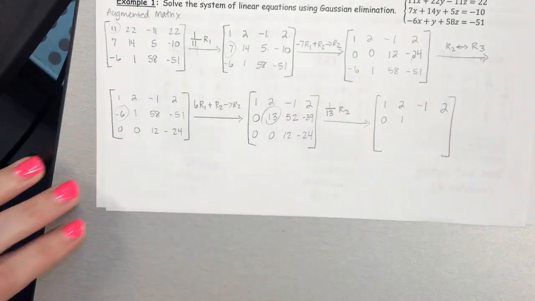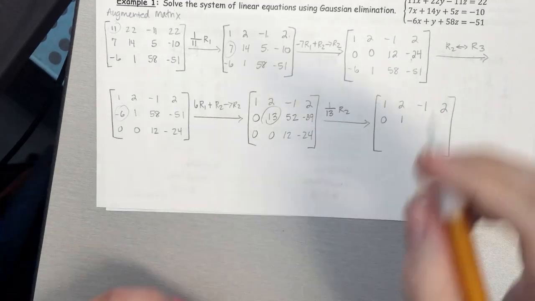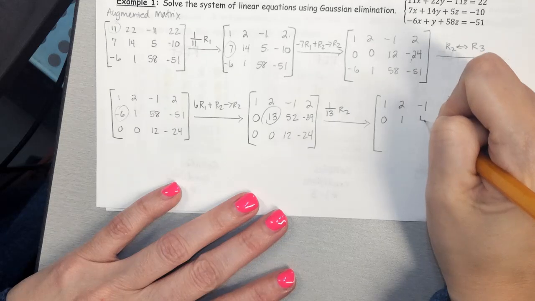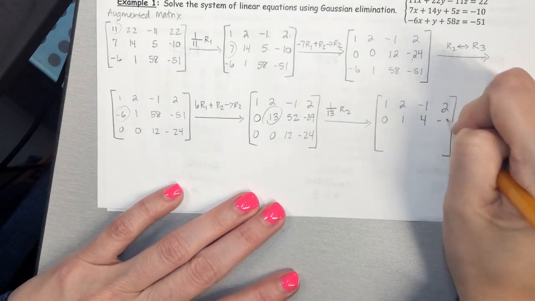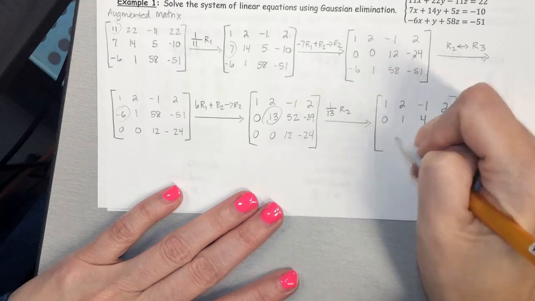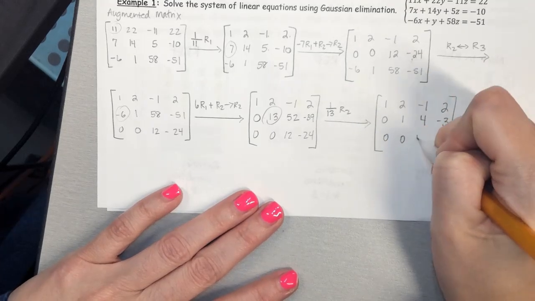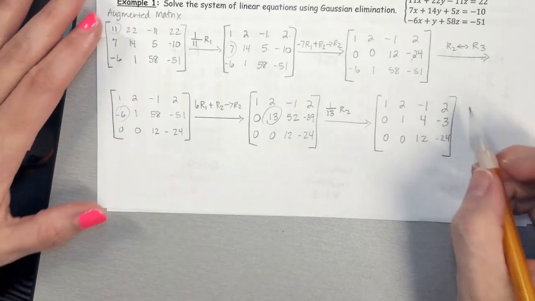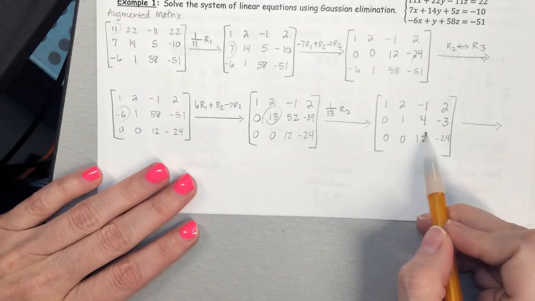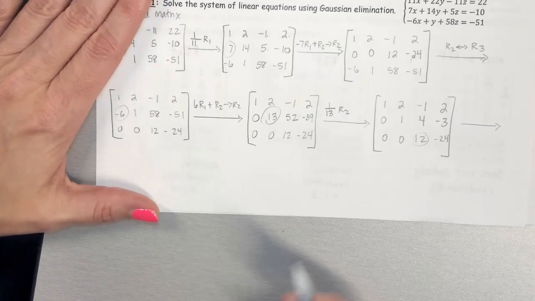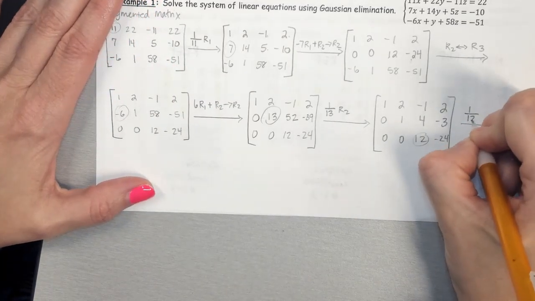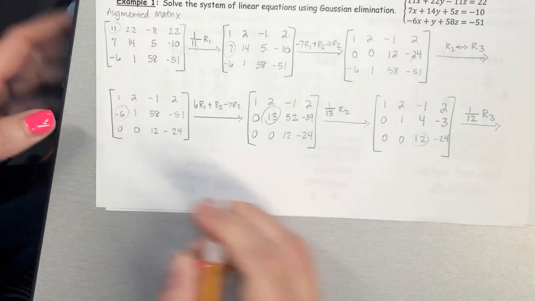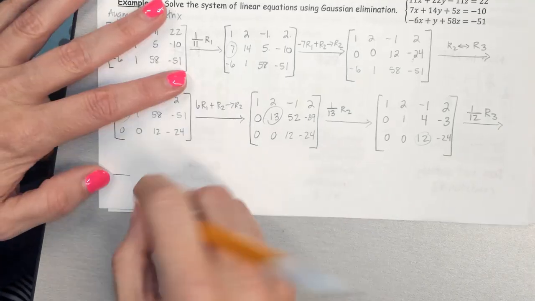Okay, so 52 divided by 13, do you guys know what that is? 4. Yep, and then negative 39, negative 3, and then this is so beautiful. Our last step is to make this into a 1, so what are we going to do? 1 over 12, we got lucky again.